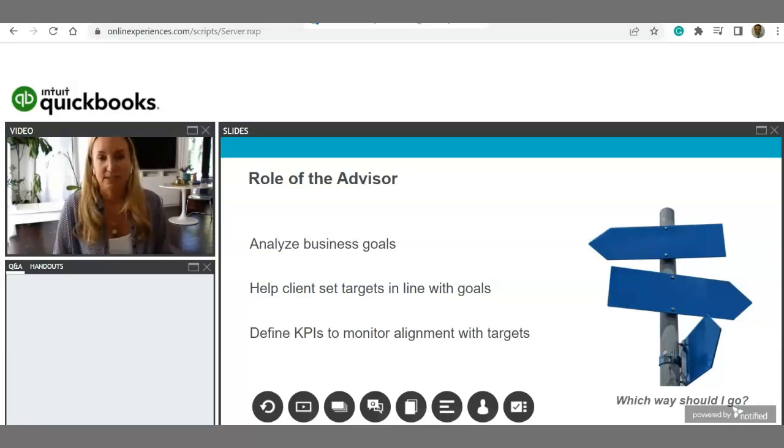The role of the advisor, our job, is to help the business analyze its goals, and then to help the business, your client, set targets that are in line with these goals, and then to define the KPIs that will help the business monitor whether they're in alignment with those targets or those goals.